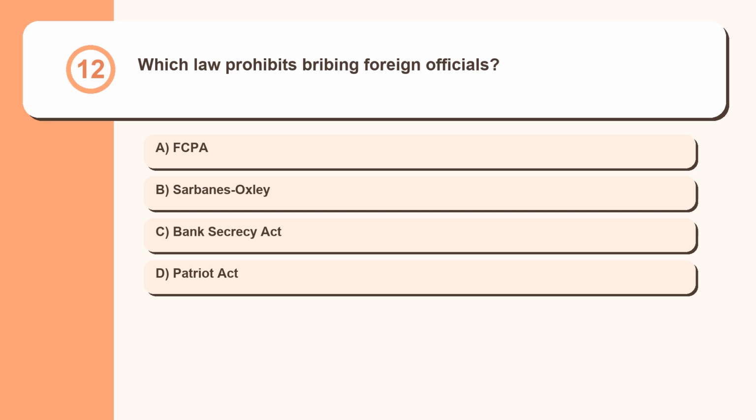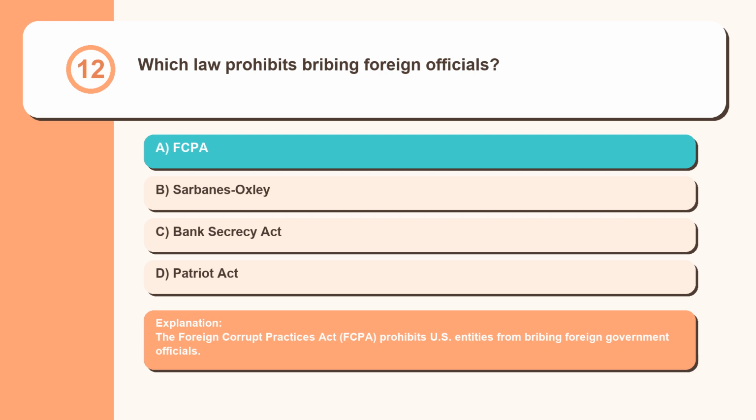Question 12. Which law prohibits bribing foreign officials? FCPA, Sarbanes-Oxley, Bank Secrecy Act, Patriot Act. The Foreign Corrupt Practices Act, FCPA, prohibits U.S. entities from bribing foreign government officials.